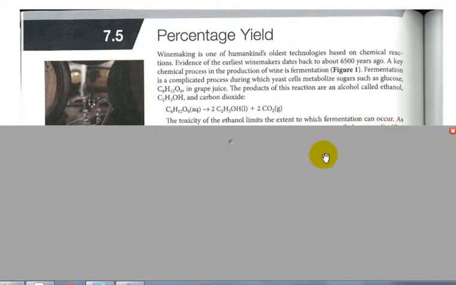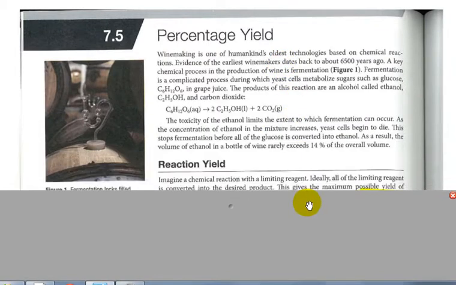This is the last booklet in the FC3 section, and it deals with percentage yield and looking at equations and realizing that we don't always get all of the product that we expect to get.